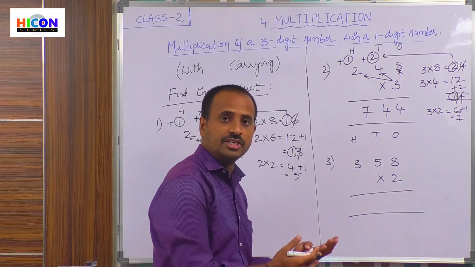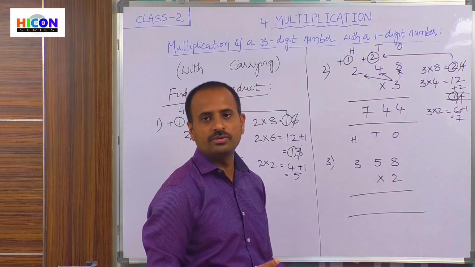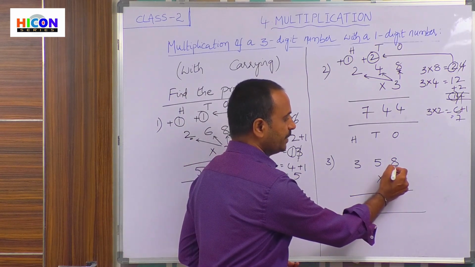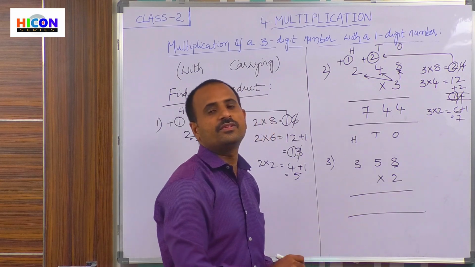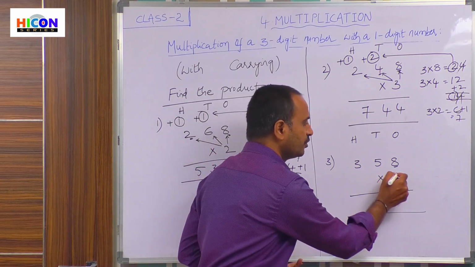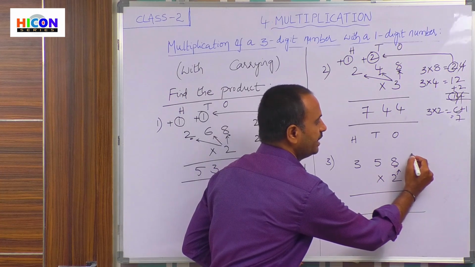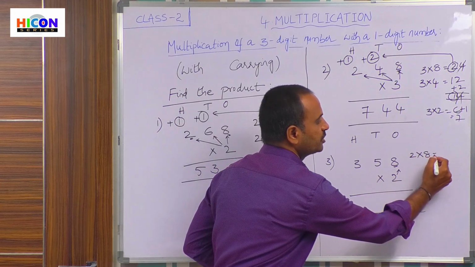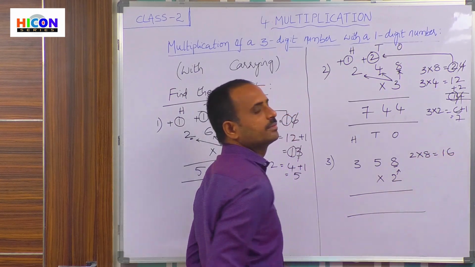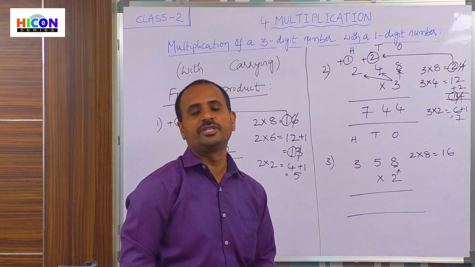So multiply the digit present in the ones place with 2. What is the digit present in the ones place? 8 is the digit present in the ones place. So multiply 8 with 2, that is 2 into 8. So 2 8 jar, children, how much? 16. Here 16 is a 2-digit number.